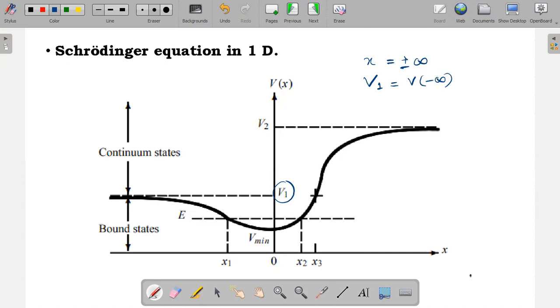And therefore, we can also say that V1 is related to V of minus infinity and V of plus infinity. And therefore, we can say that V1 is smaller than V2, and it has a minimum.